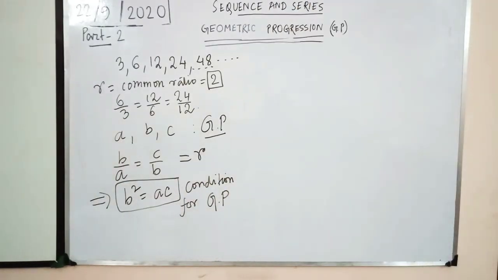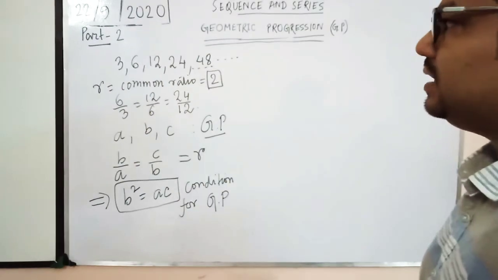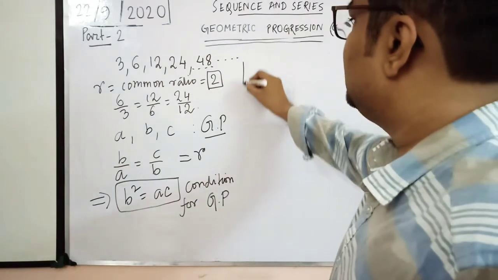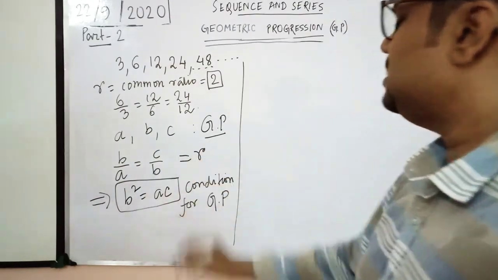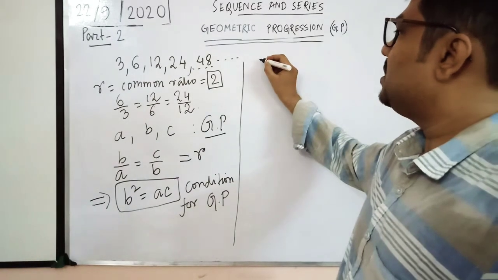That means if you square the middle term, it will be equal to the product of the first and the third term. So this is B square equals AC. Now I will show you through terms how it looks.